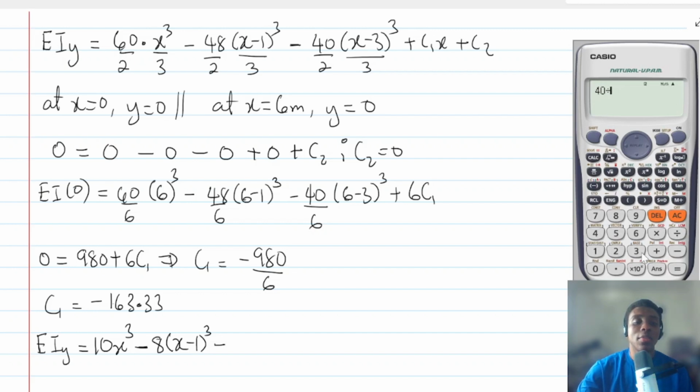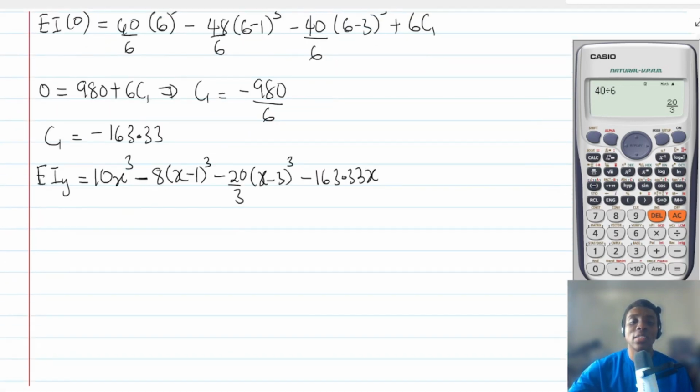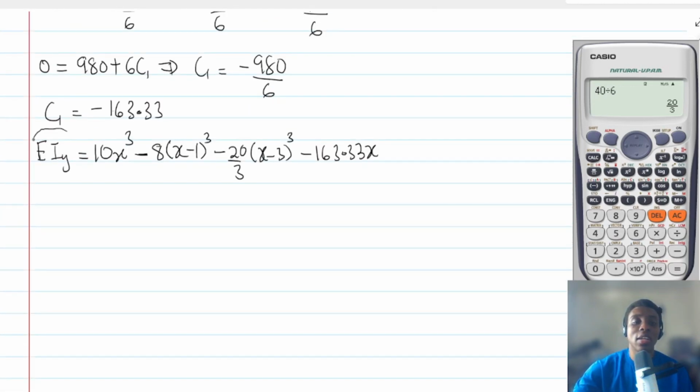So 40 divided by 6, okay, let me just write it as 20 on 3. X minus 3 cube, and then plus C1. Okay, so 163.33 x. But then the C2 is 0. So that is it. So in fact, this is actually our equation for the deflection.